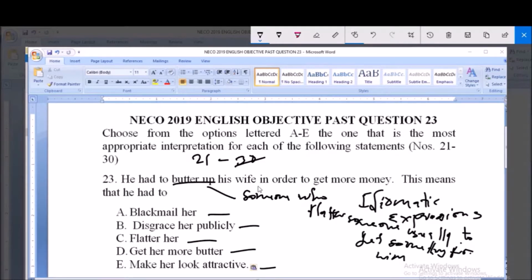So from the interpretation of butter up, we find out that option C is correct. So to this expression, option C is correct. So he had to flatter his wife in order to get more money. So option C is correct.